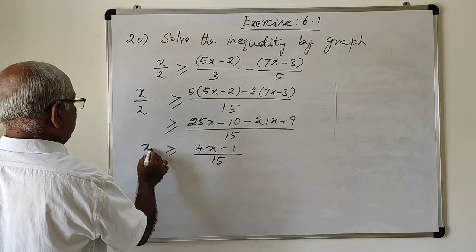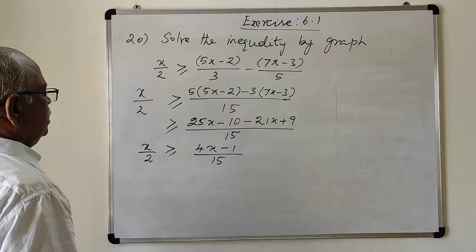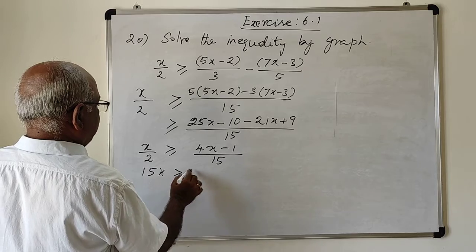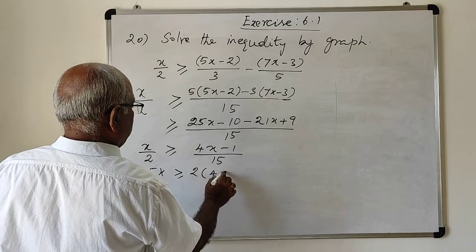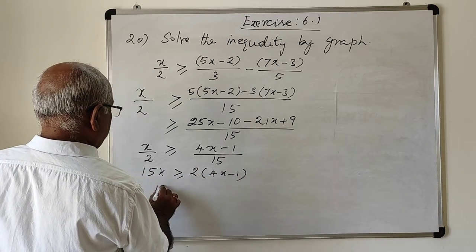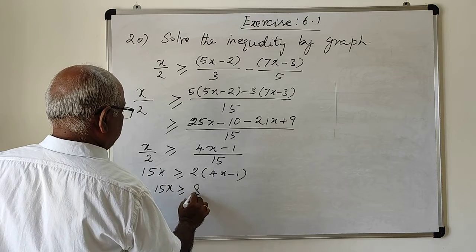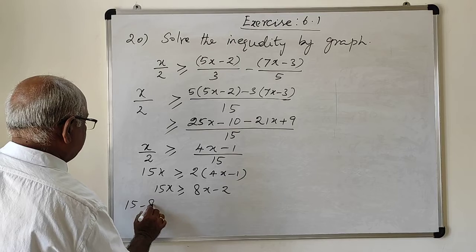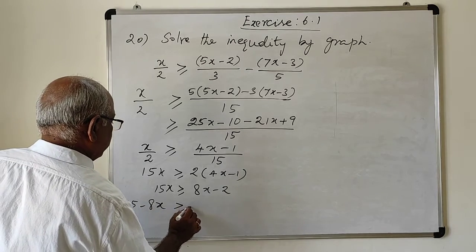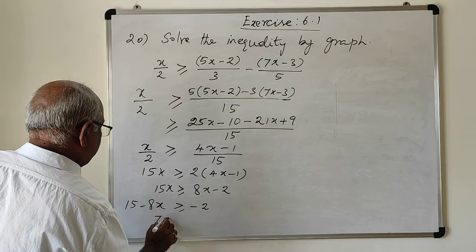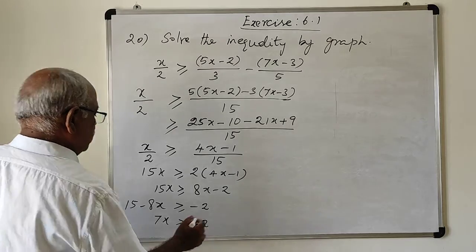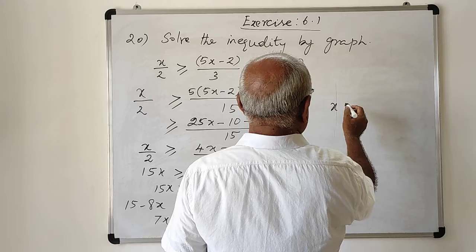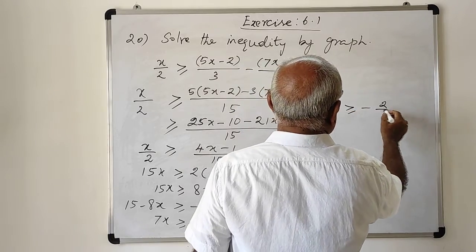On the left hand side you have x by 2. Now cross multiplying, 15x is greater than or equal to 2 into (4x minus 1), that is 15x is greater than or equal to 8x minus 2. 15x minus 8x is greater than or equal to minus 2. 7x is greater than or equal to minus 2, and x is greater than or equal to minus 2 by 7.